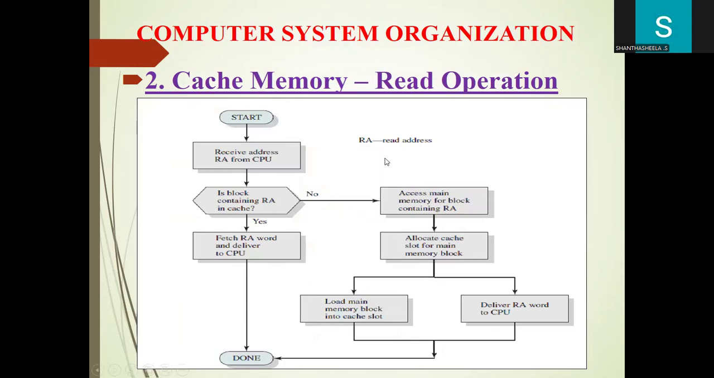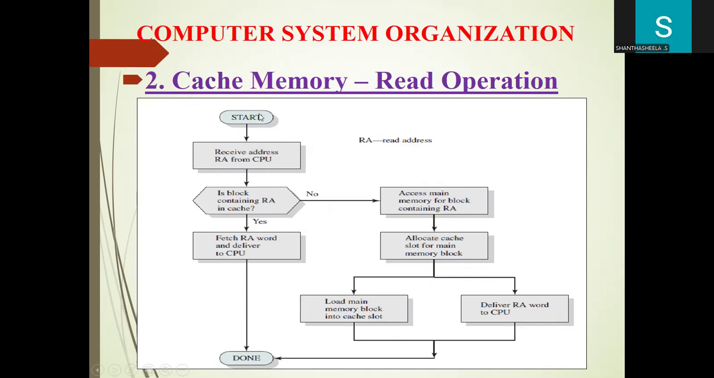Then how do you perform a read operation? It is depicted in this flowchart. Receive the read address from the processor. Is the block containing the read address in the cache? Then fetch the read address word and deliver it to the CPU. If no, access the main memory for a block containing the read address, and allocate a cache slot for the main memory block.